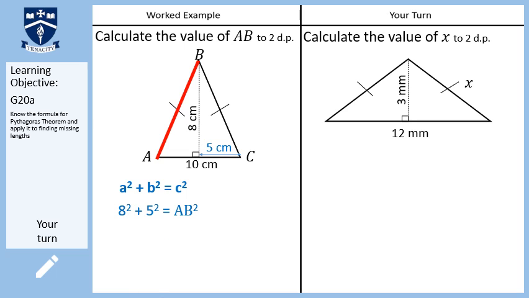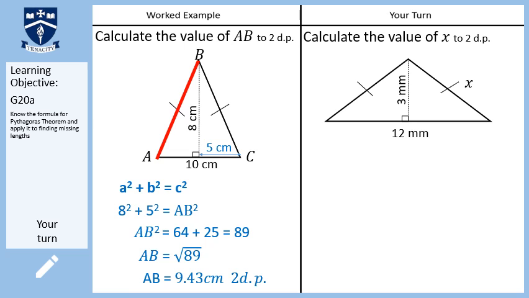Next, let's work these out. So 8 squared is 64, 5 squared is 25, and if I add those together I get 89. Now that's the square of the side AB. To find the side length I need to square root, and let's check our rounding. It's to 2 decimal places, so the square root of 89 to 2 decimal places is 9.43, and don't forget the units, centimetres, and then I will state my rounding after.